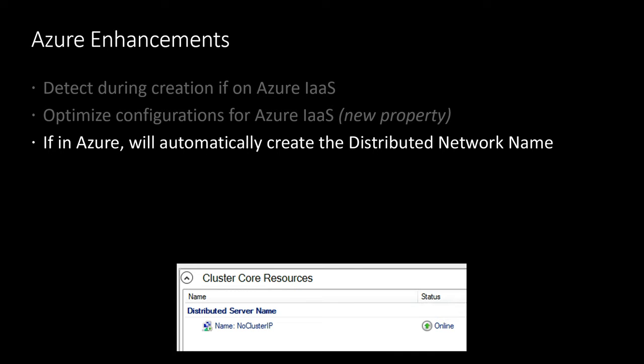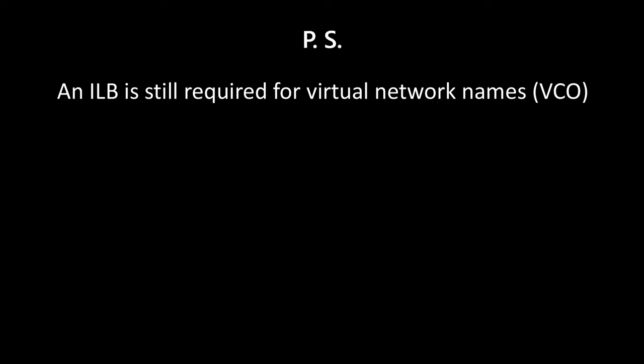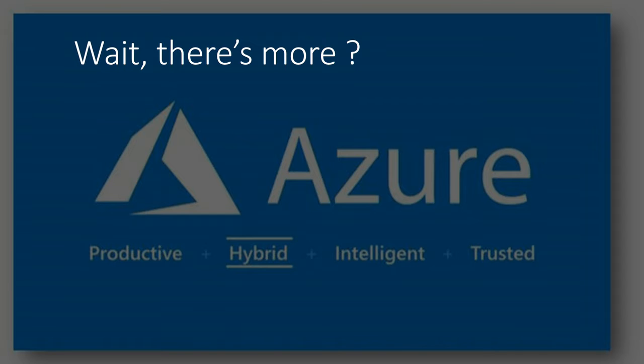But like I said, if it's in Azure, no IP address, just the name, just the node's IP, which means no more internal load balancer for it. No longer need to set it up. Virtual names today still need to have the ILBs created. You still have to create it, but we are looking at that for later on.